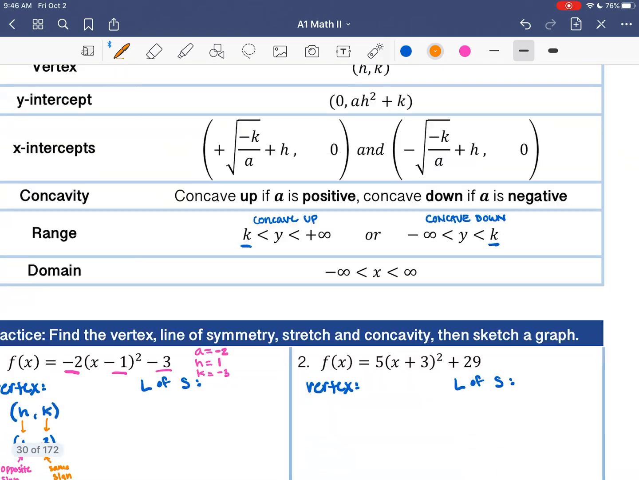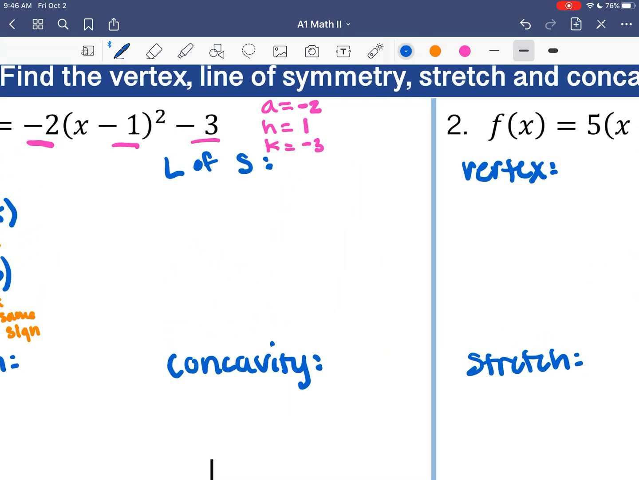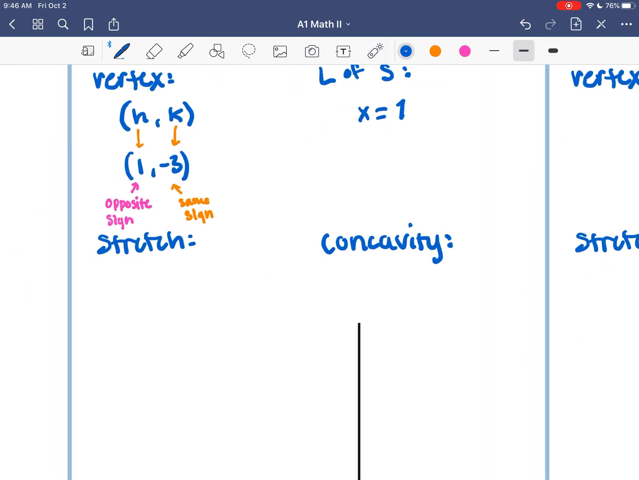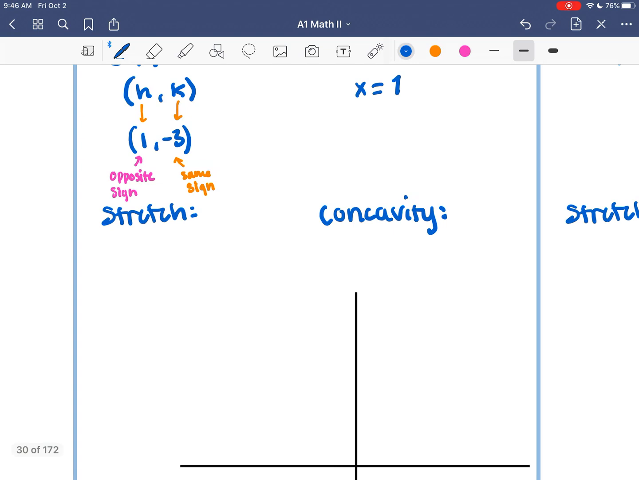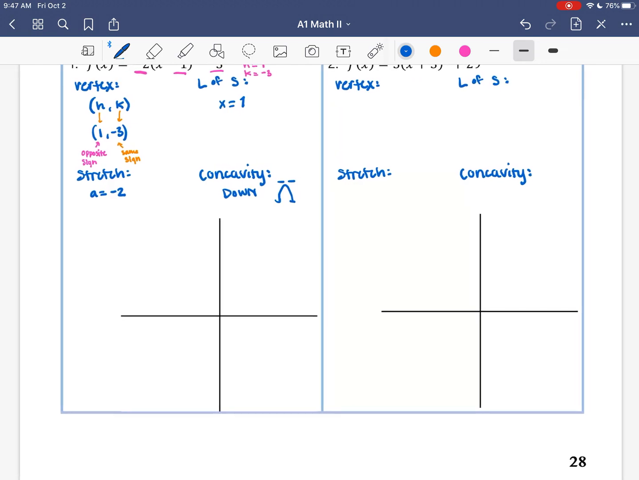The line of symmetry is super easy as well. The line of symmetry is just x equals h. So the line of symmetry will just be x equals 1 because of that h being 1. The stretch factor comes from the a value. The stretch is negative 2. So the stretch is 2. It's going to be stretched by 2. And the negative tells us the concavity, which is concave down because it's a negative. I'll do my sad face here. It's a negative a value, which makes it concave down.